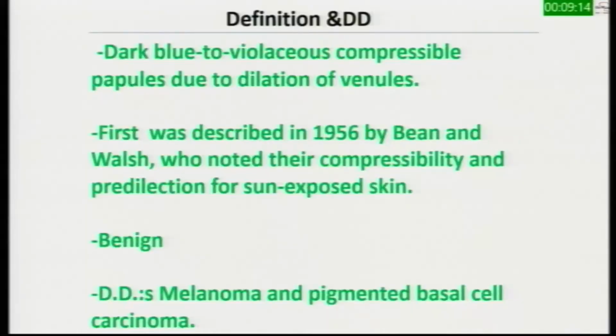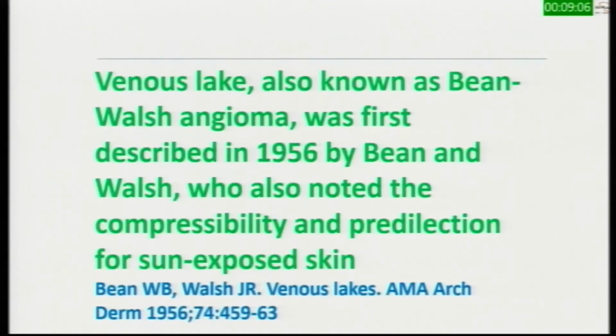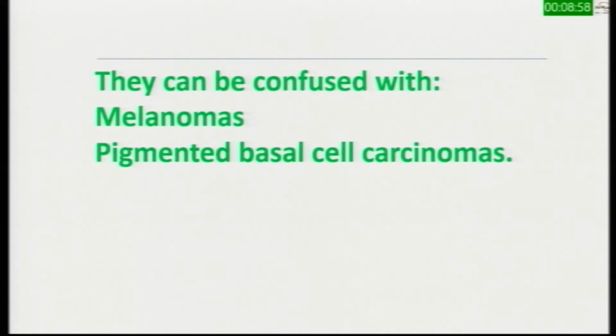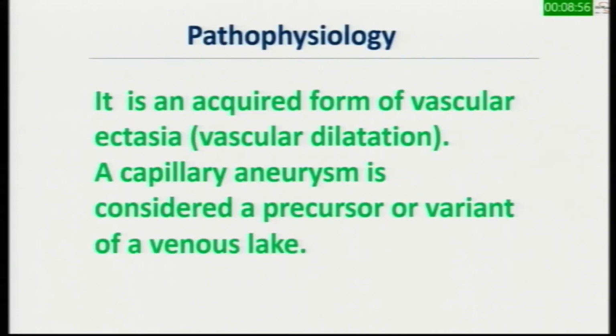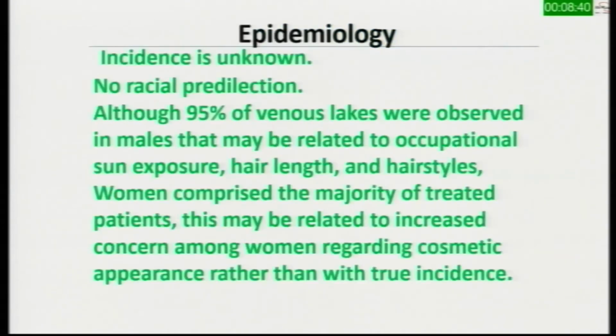It is a benign lesion, and the most important differential diagnosis is from melanoma and basal cell carcinoma. The definition has been recognized for about 50 or 60 years. What about the pathophysiology? To differentiate it from congenital vascular malformation, it is an acquired form of vascular ectasia. And this ectasia may start from a capillary aneurysm, so it is considered a precursor or variant of venous lake.